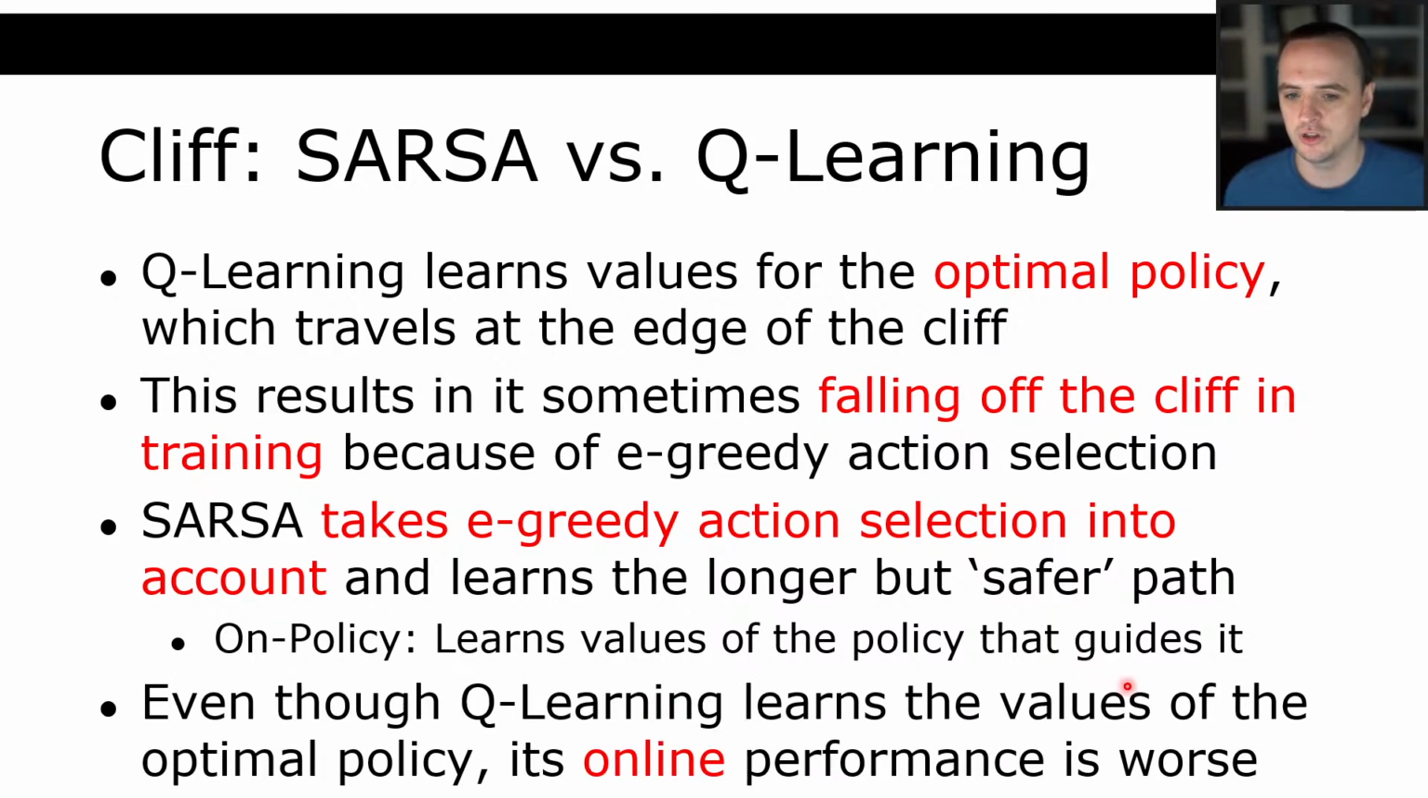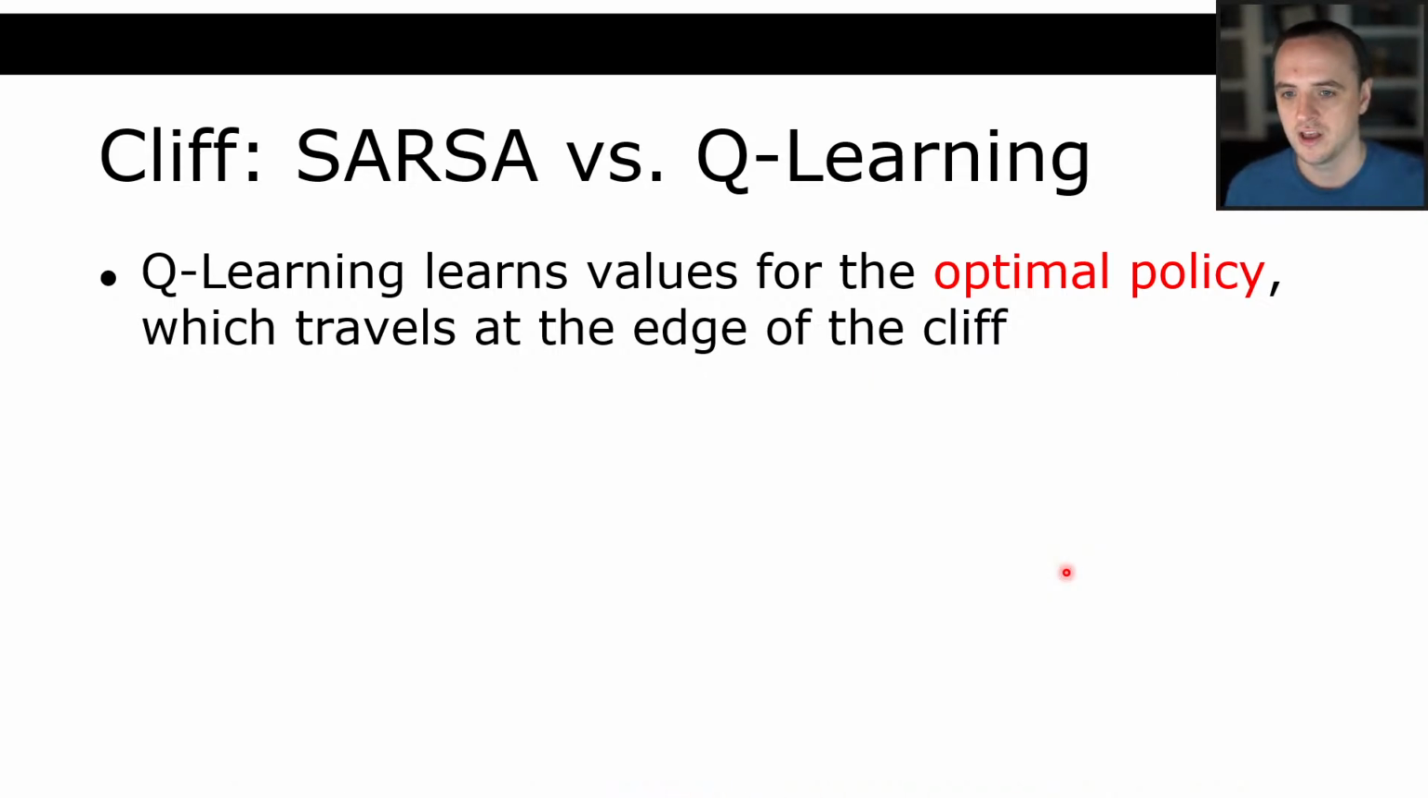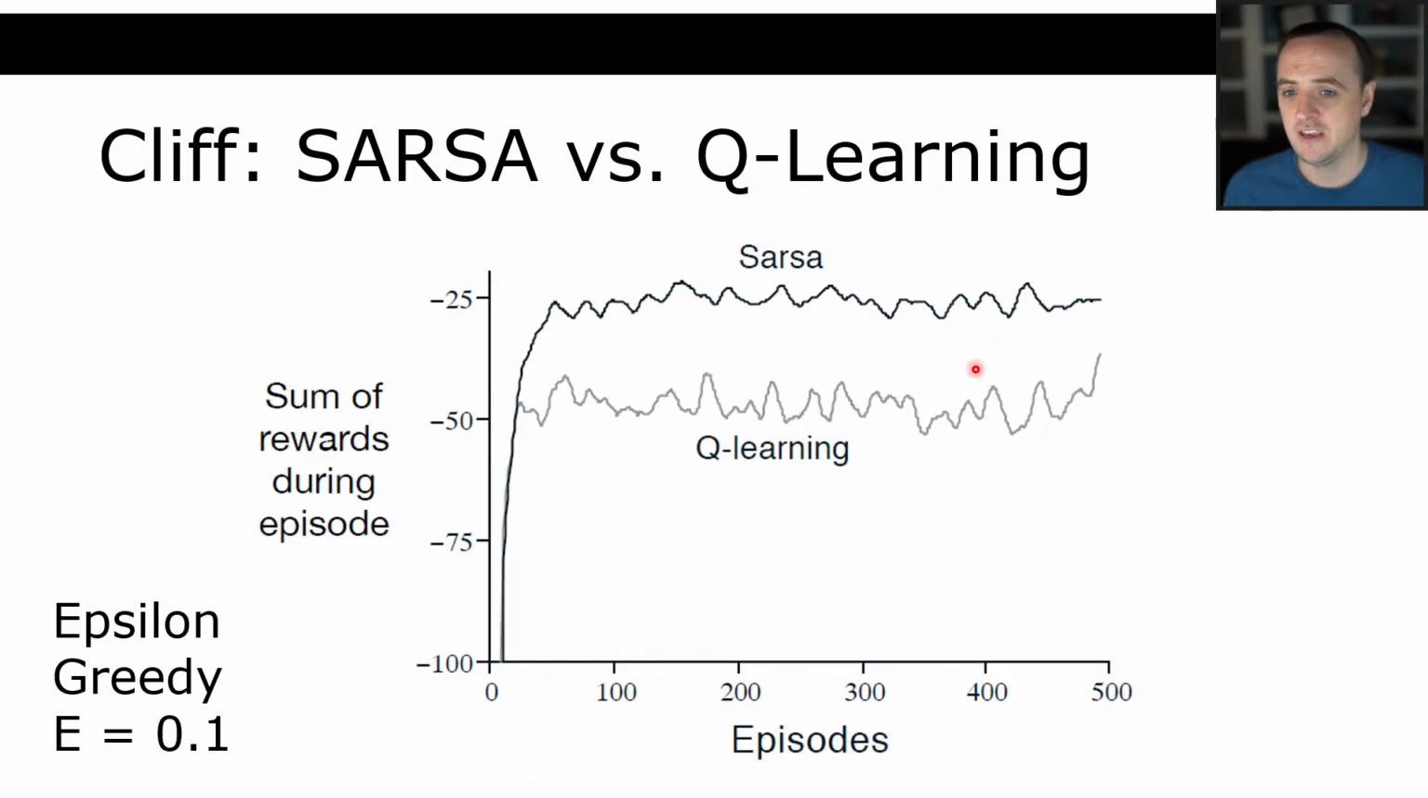So even though Q-learning learns the values of the optimal policy, its online performance is still worse, okay? So this graph is important. The eventual policy of Q-learning ends up being better, but during training, it does worse. This is kind of frustrating if you want to work in reinforcement learning, because while you're training, you might say, oh, look at this, SARSA's way better. But what you actually have to do is take your policy and just run it for a bunch of time steps without any exploration to actually evaluate how good it is.